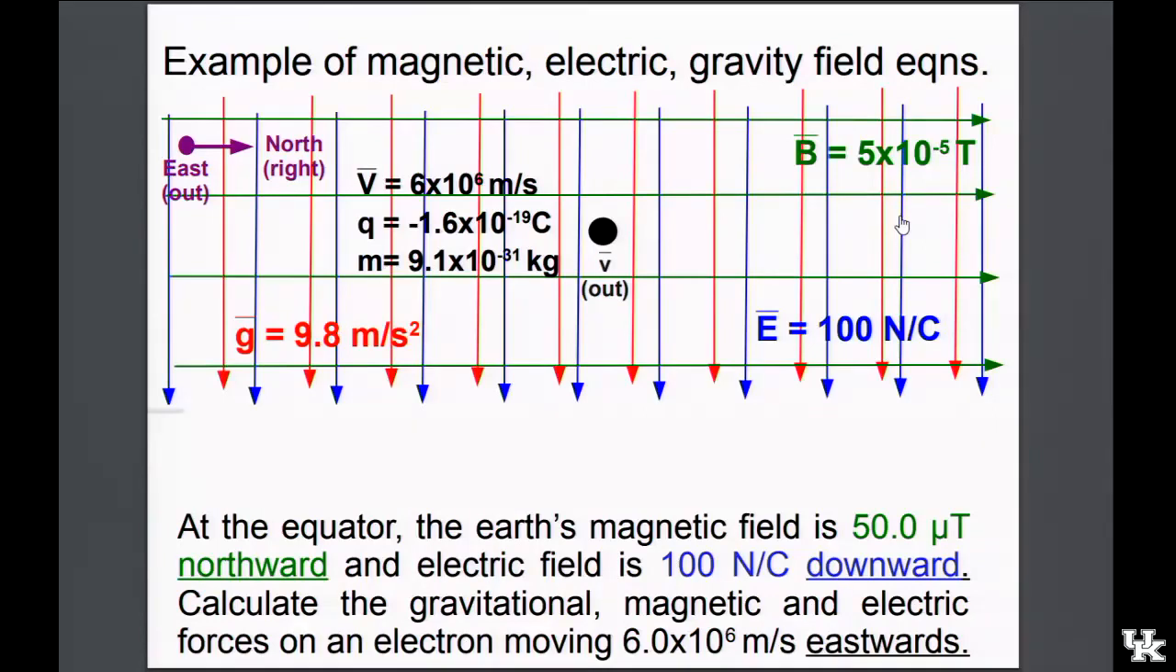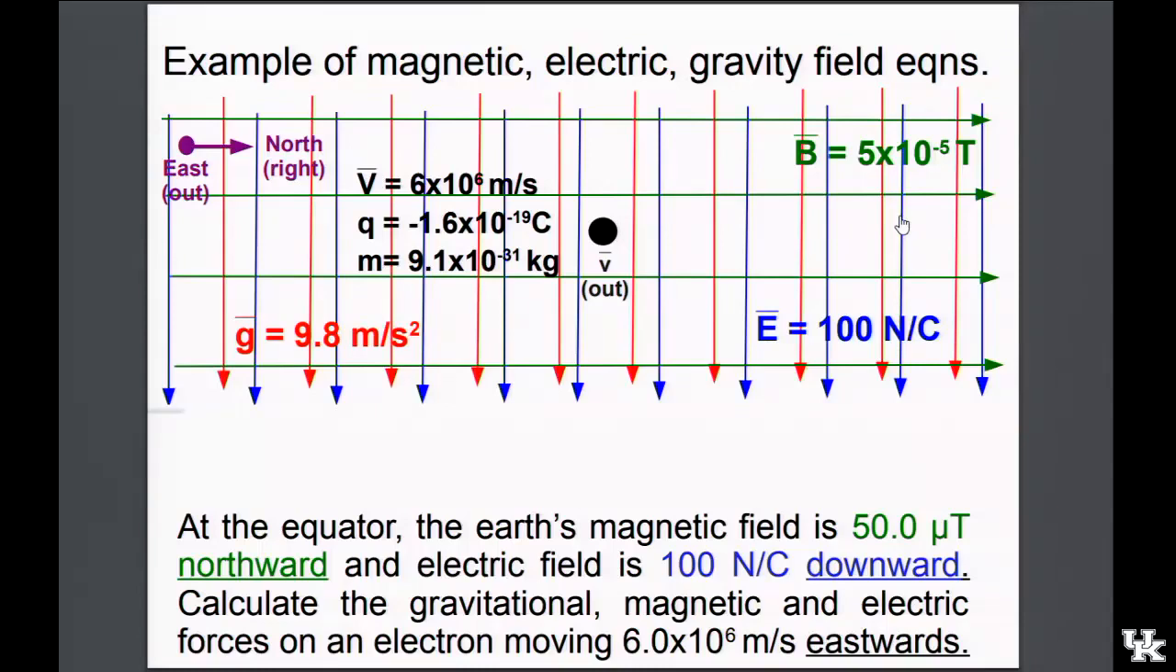We're told that there's an electric field at the equator in the atmosphere, and that's 100 newtons per coulomb, pointing downwards. Based on that information, we're asked to calculate the gravitational, magnetic, and electric forces, so three forces, on an electron that's moving eastward at the equator and traveling at 6 million meters per second. So that's the problem here.